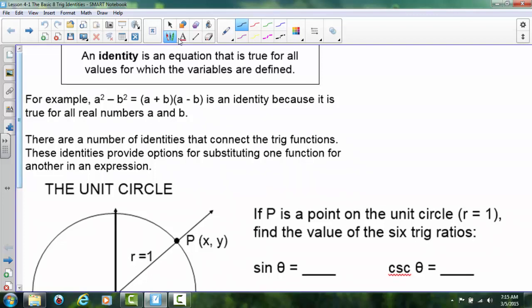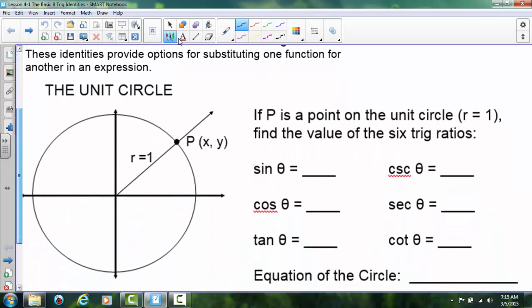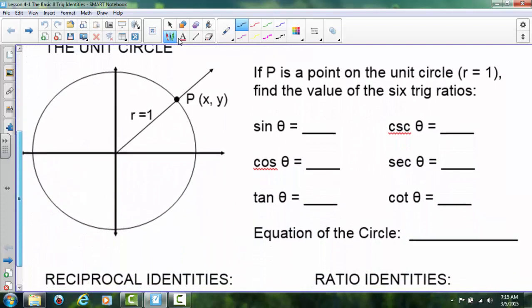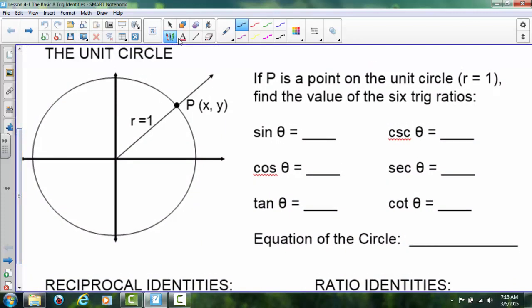So in trig, we have a few different ones, and so we'll be looking at what those might be. All right, so we're going to go back to the unit circle. I know, yay, you're excited. All right, so on the unit circle, where r equals 1, from the center to the edge of the circle is 1 unit long. And then we have some x and y at a point P on the circle that's also on our radius. Okay, it's the end point of the radius for that circle.